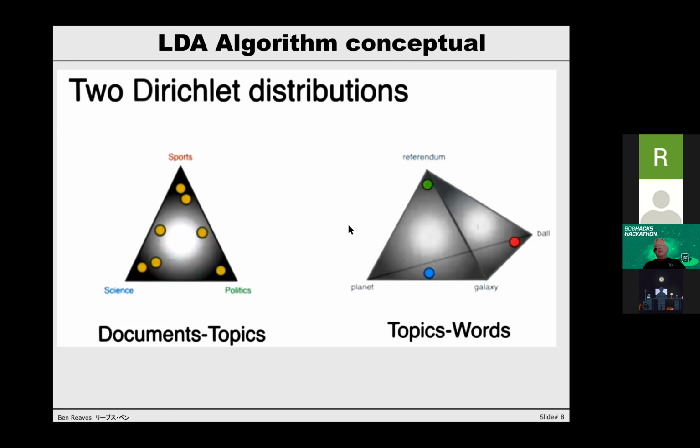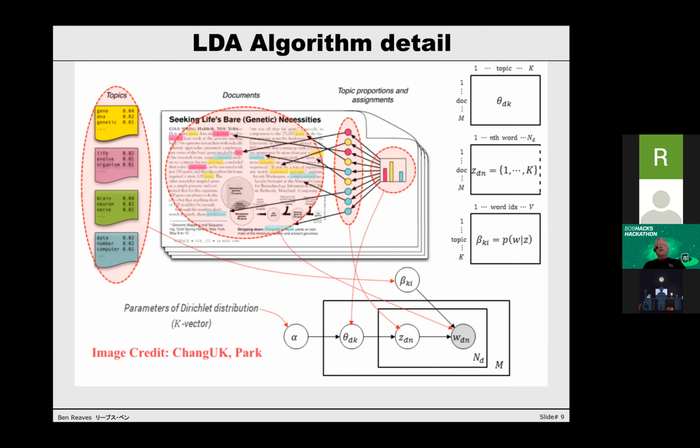And on the right here is the generative part. So you have these topics now. The green topic is shown up at the top here, politics. It's very close to the word referendum. So let's say you have the words referendum, planet, galaxy, and ball in your document. You're going to choose one of these topics. It's probably going to be green. It's very close to what you have. That's the highest one. And putting them together, that's how the LDA works.